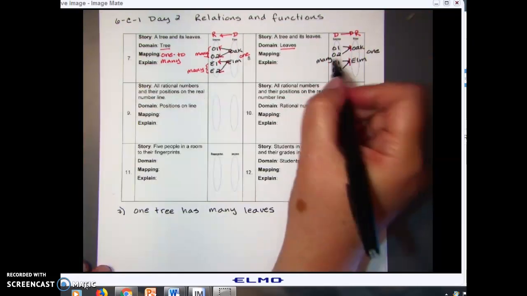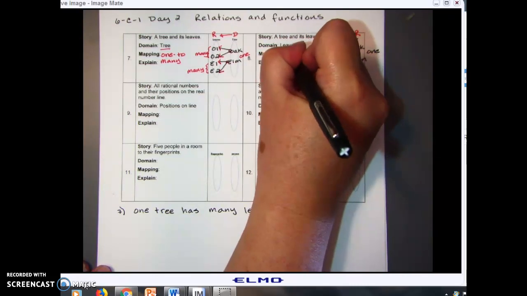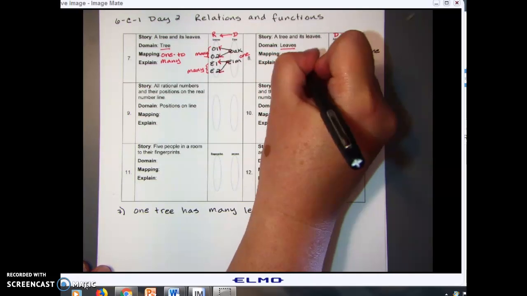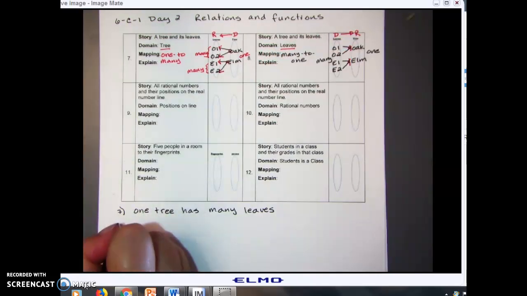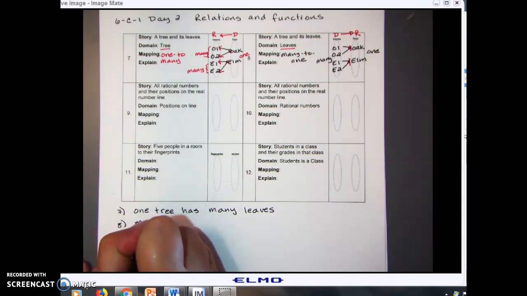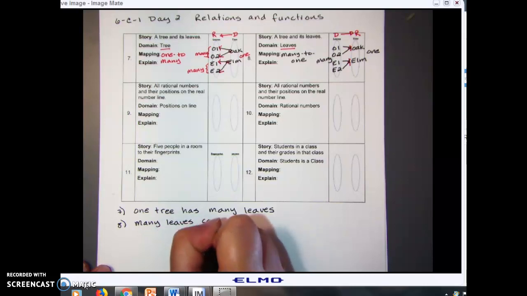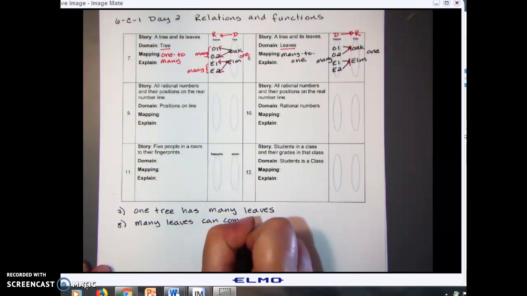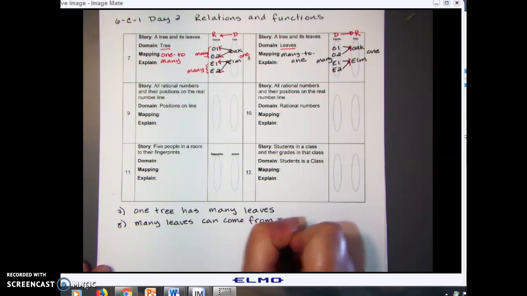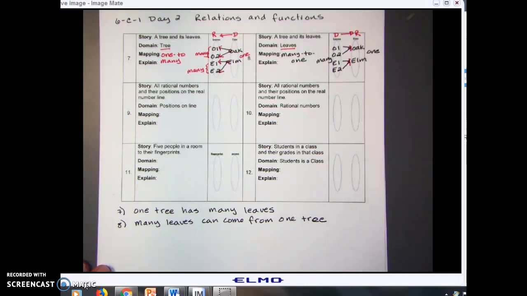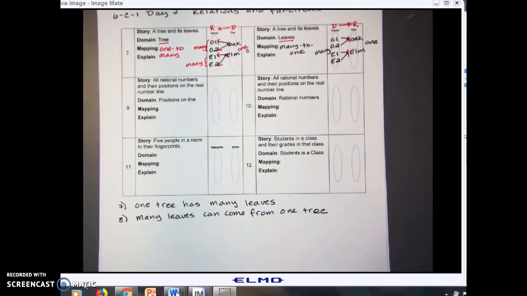So that means that my domain has the many and my range has the 1. And so the way we can write that as a story or an explanation is many leaves can come from 1 tree. Okay, so the direction matters, the domain matters.